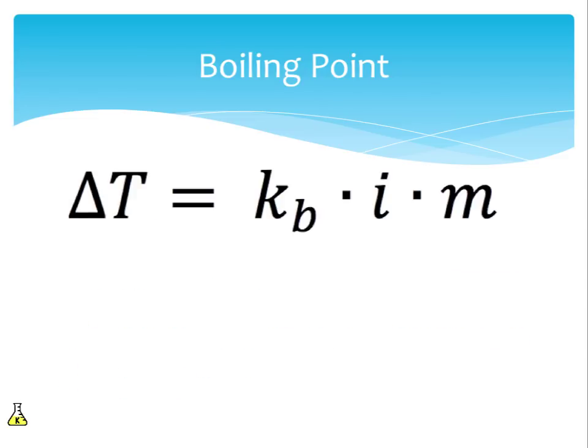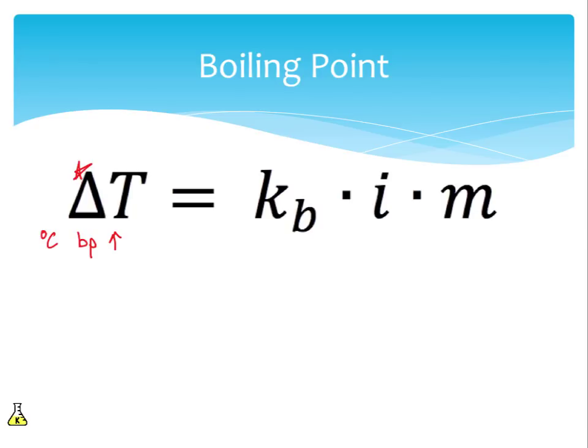Like so many things in the sciences, we have an equation that describes boiling point elevation. This value for delta T is basically the number of degrees Celsius your boiling point is going to go up. So it doesn't tell us what the new boiling point is, it tells us how much the boiling point changes, hence the use of the delta symbol right here. K sub B is a constant value known as the boiling point constant.